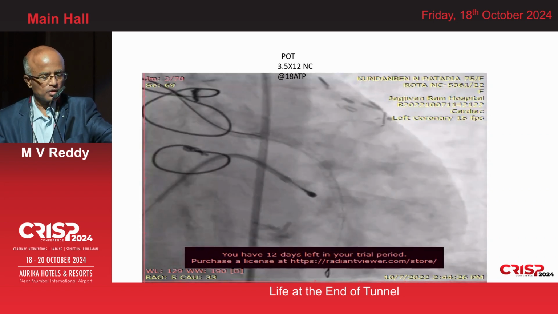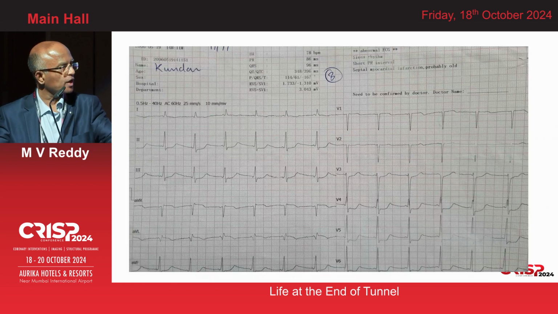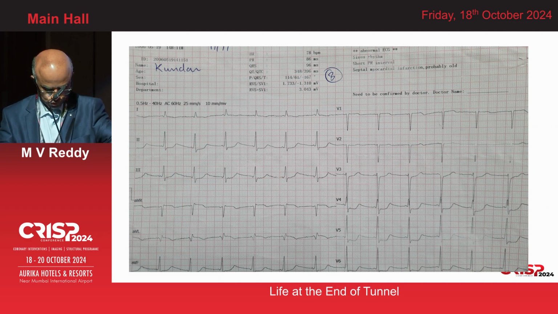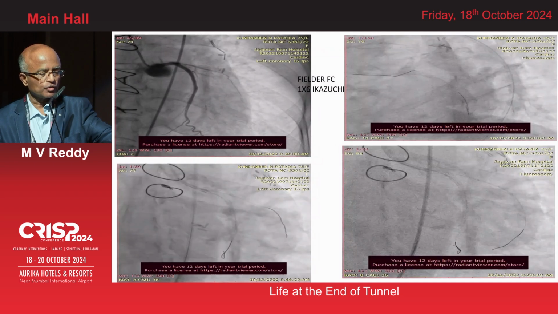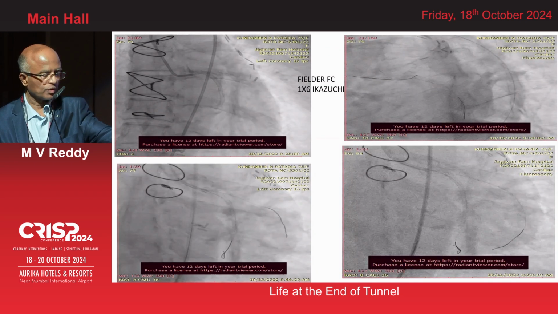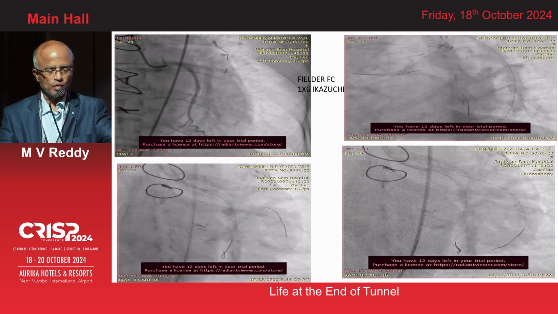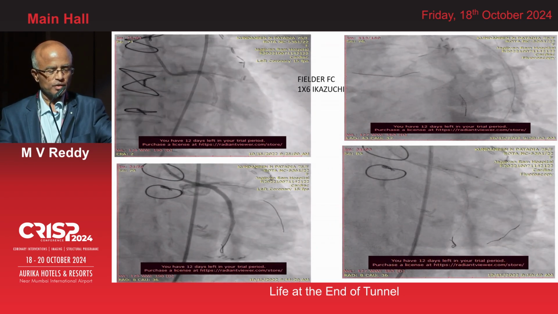One hour later, the patient again had chest pain, with severe ST-T changes, associated with almost hypotension. We went directly into the lab again. It showed that the high OM is totally closed. The circumflex was flowing very well, and the OM was wired with a Fielder FC wire.